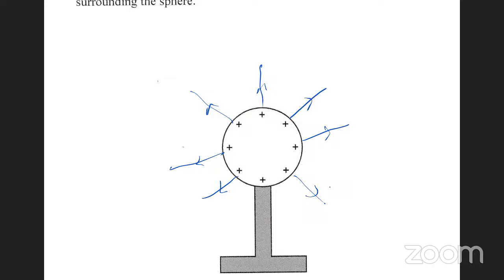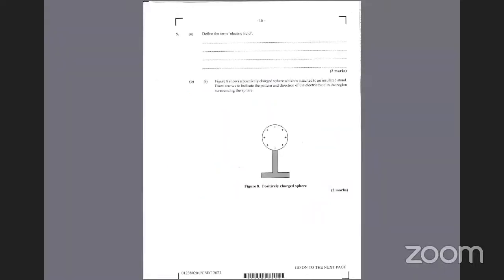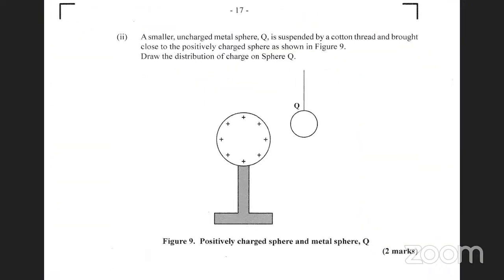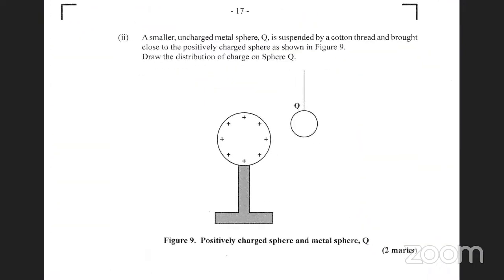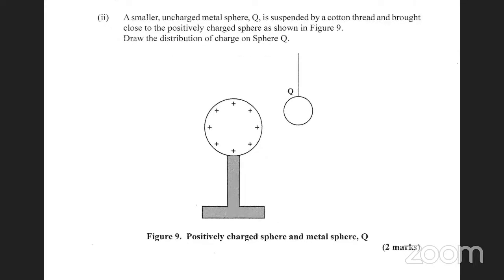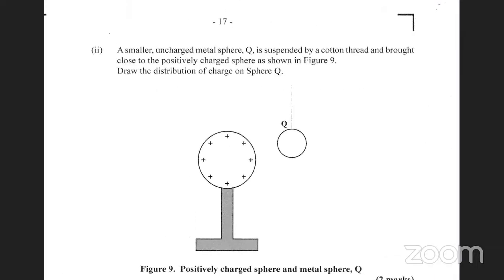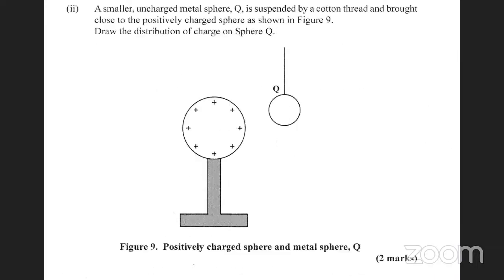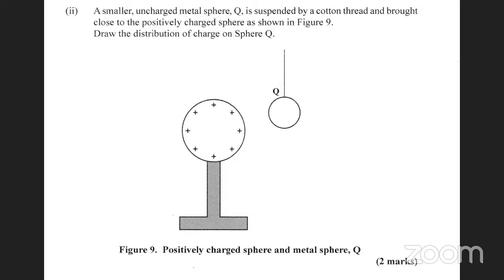All right, next part. A smaller uncharged metal sphere Q is suspended by a cotton thread and brought close to the positively charged sphere, as shown in figure 9. Draw the distribution of charge on sphere Q.